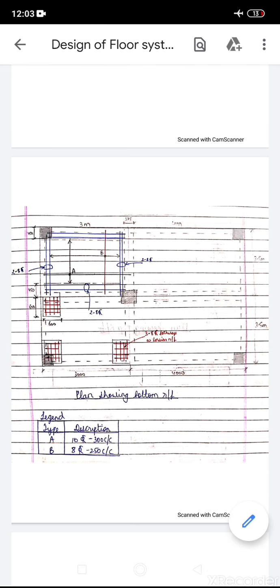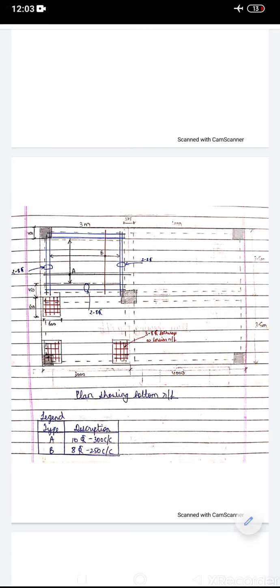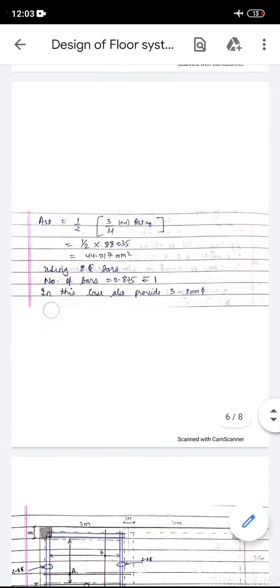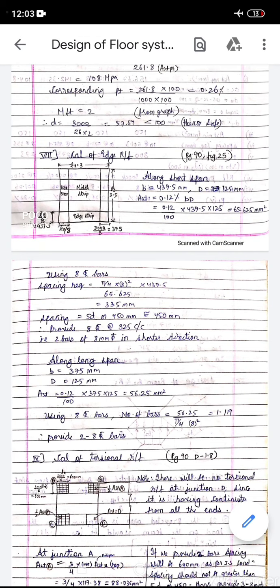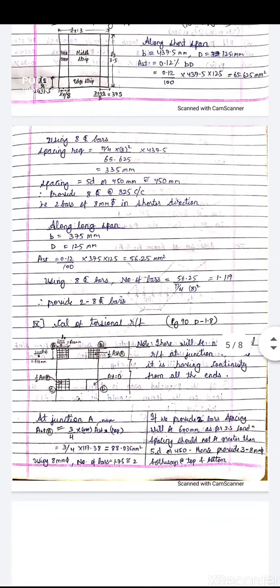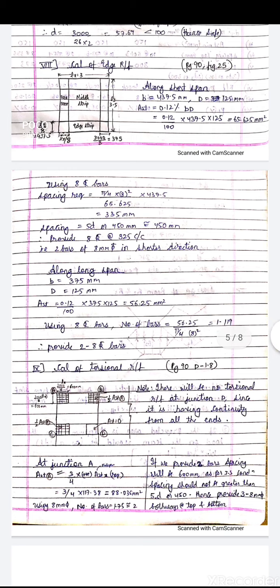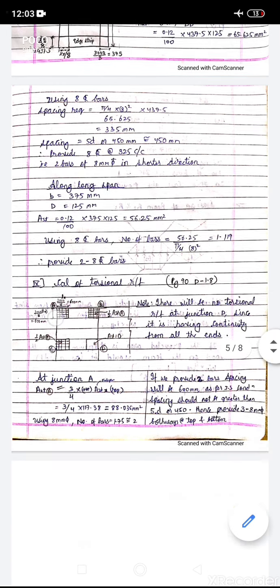This distance is 450, I have written 450 here. I'll show you in the calculation, we got this as 437.5, so I have just rounded it off to 450 mm. Similarly here we got it as 375 along the long edge. So here you can see 375.